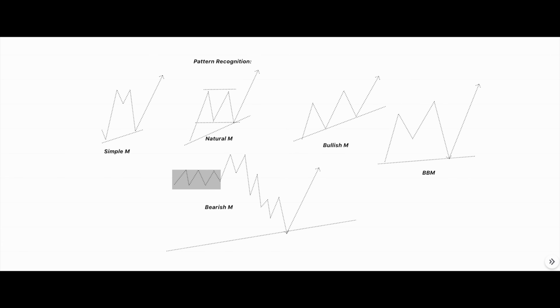This has been part 1 of pattern recognition. It's going to be the bullish variations, or M patterns. Let me know how these work for you guys.